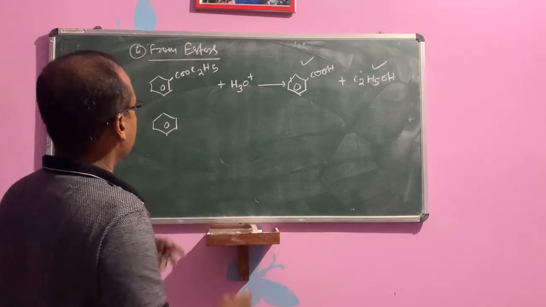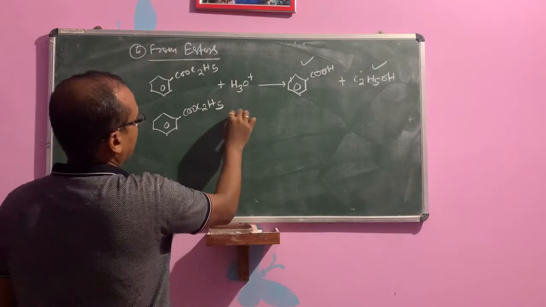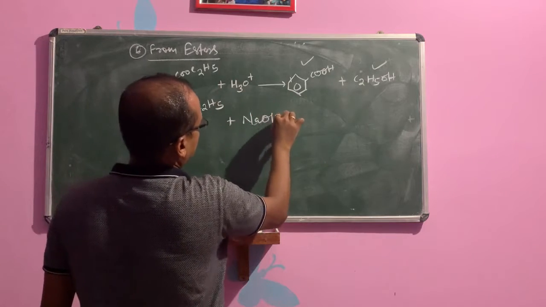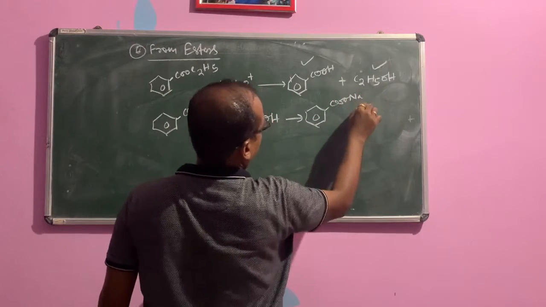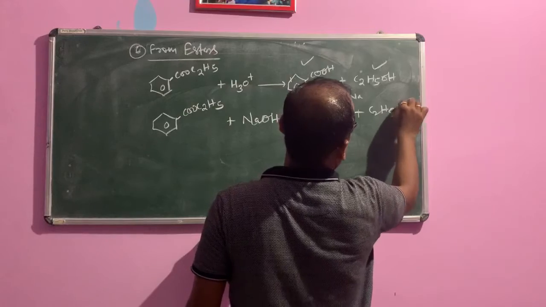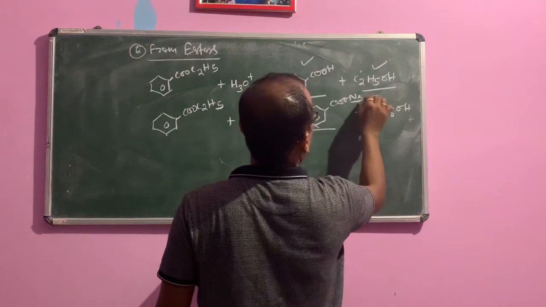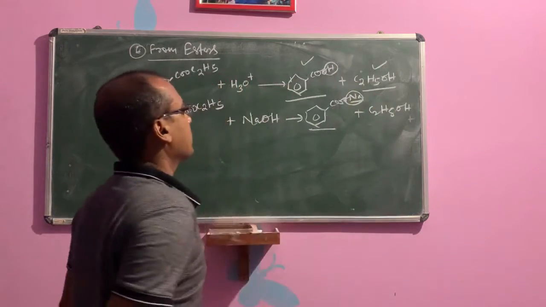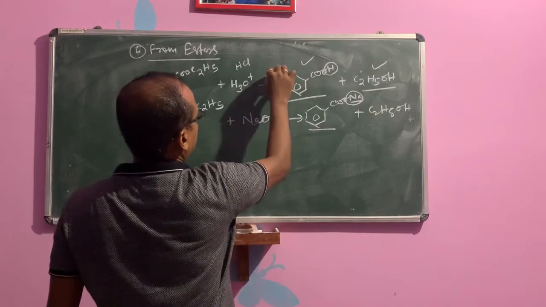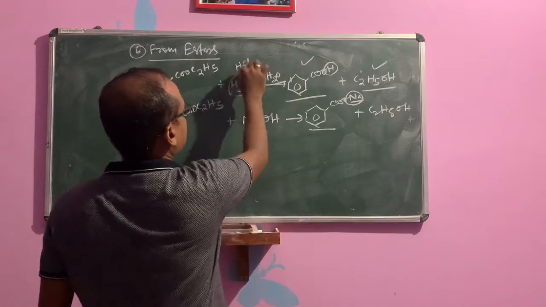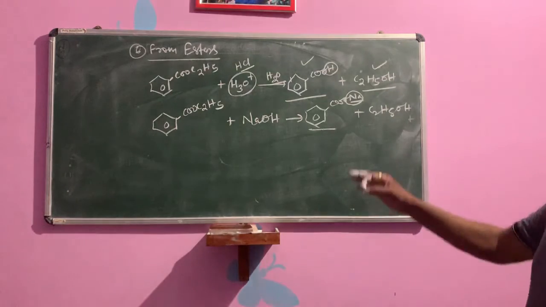Similarly, you can change the example, or write the same example with C2H5 plus NaOH. Then the product changes: sodium benzoate plus C2H5OH. You see the changing product. Due to acid, you can take HCl and H2O, like this, in place of H3O plus. So these are all about the preparation of carboxylic acid.